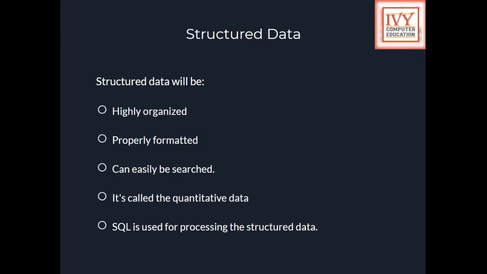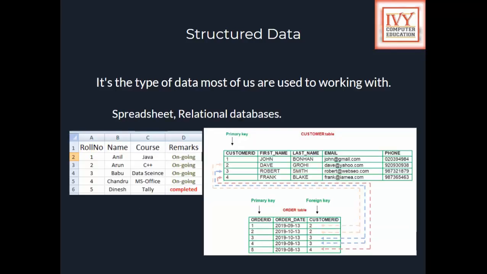Now when do you call the data structured? When it has these properties. When the data is highly organized, which means it is organized in terms of rows and columns, when it is properly formatted, where every column is given a heading, and it can be easily searched. Structured data can be used for searching a data item very easily. It is also called quantitative data, and SQL is a very useful language for searching for data in a structured database. SQL is called Structured Query Language.